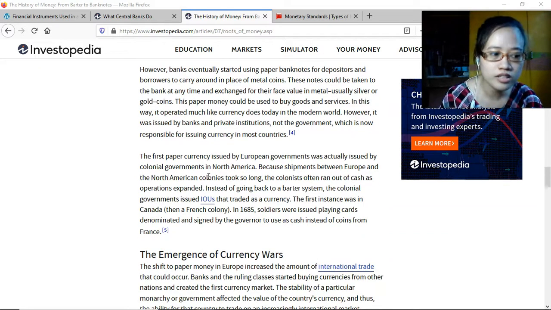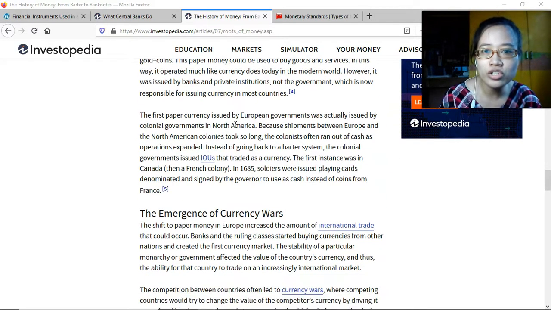I think there has been a time when it's not the government that issued them, and there have been numerous inflations because these people kept printing money, and too much money in circulation led to inflation. So it has to be regulated. The government took over, I believe, is what happened.